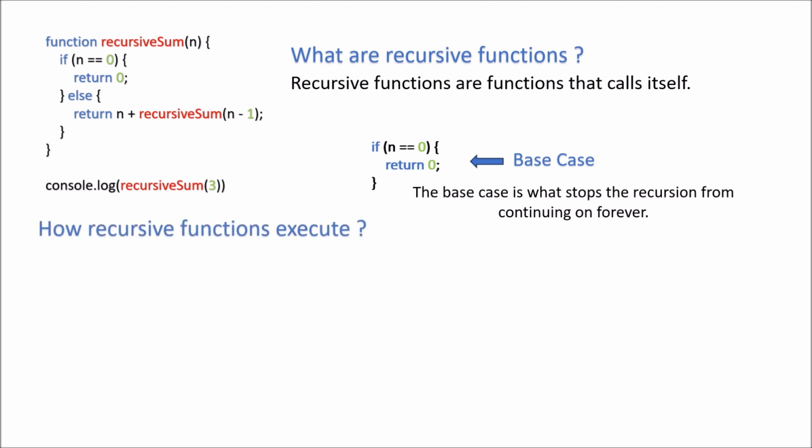How do recursive functions execute? Let's see. Here we are taking range 3 as an argument for our recursive function. If we add the series of numbers in range 3, the output will be 6.